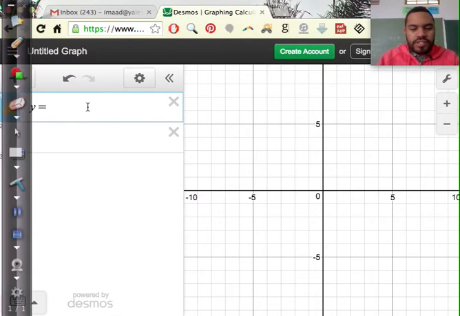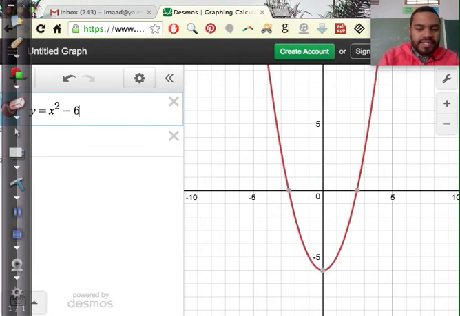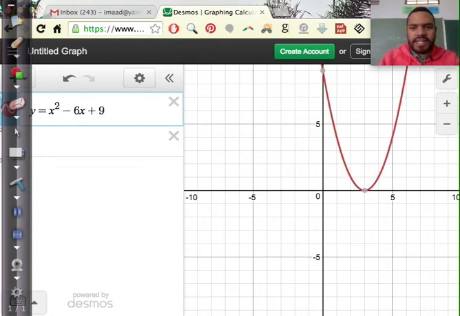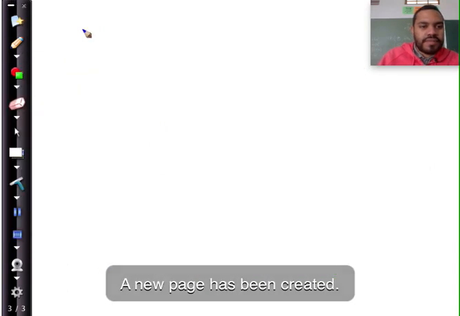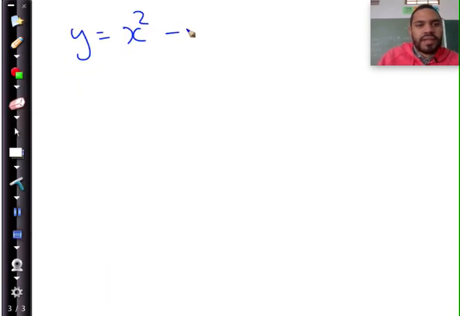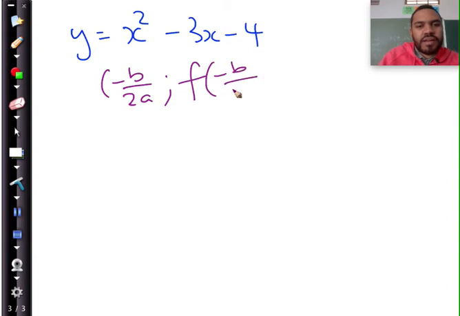So the function was x squared minus 6x plus 9. Okay, and there I can see the turning point. The turning point occurs at what? At 3 and 0. Very good. Let's do one more just to see if you know how to do it. Okay, I'm going to give you this function: y equals x squared minus 3x minus 4. Again, using the turning point formula, which is simply to say that the x coordinate is minus b over 2a and the y coordinate is f of minus b over 2a.